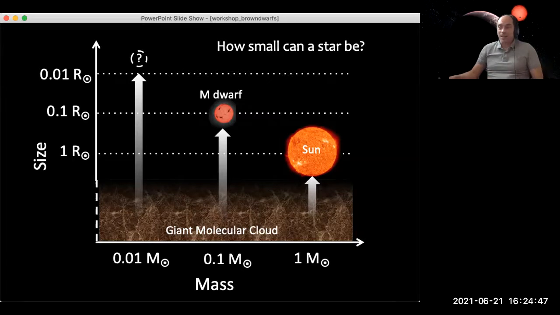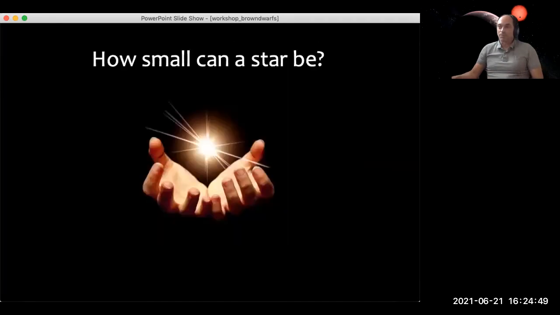And this is where we get to the concept of brown dwarfs. So that's the big question. This is the big question a five-year-old would ask that took theorists over a decade to figure out. How small can a star actually be? In this case, I mean a star that's actually fusing hydrogen.